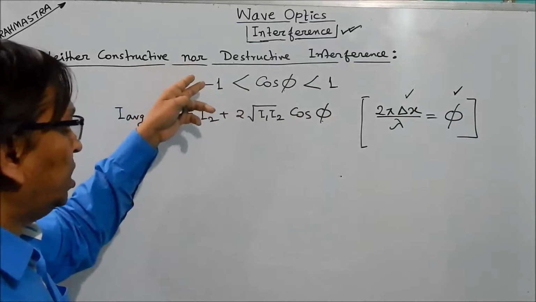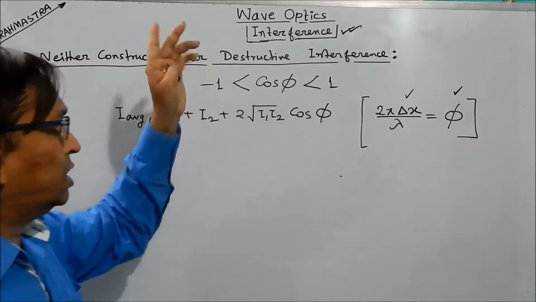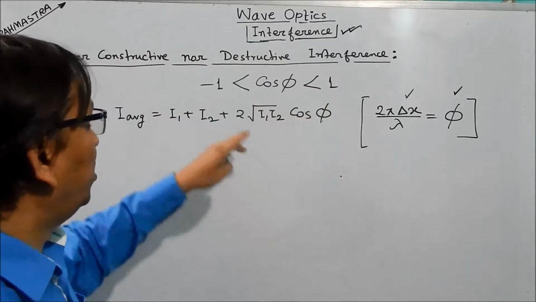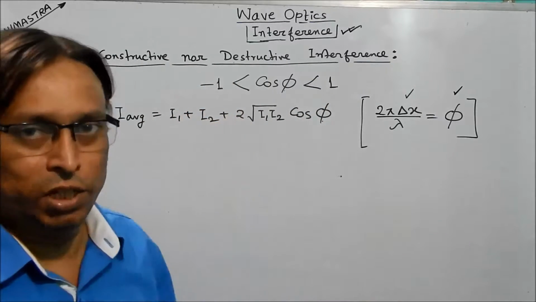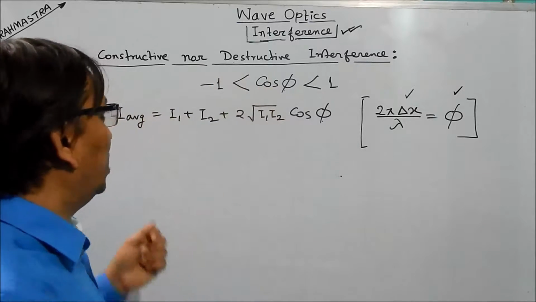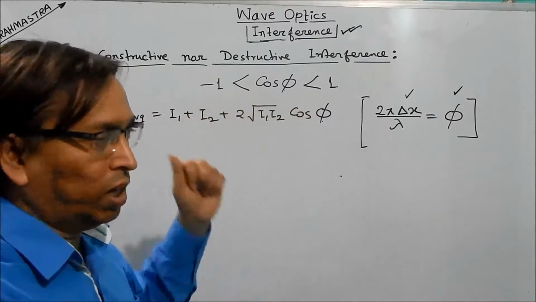It is not exactly -1, it is not exactly 1. If it is 1, then you will get constructive interference. If it is -1, then you will get destructive interference. But what is the case when this is in between -1 and 1?